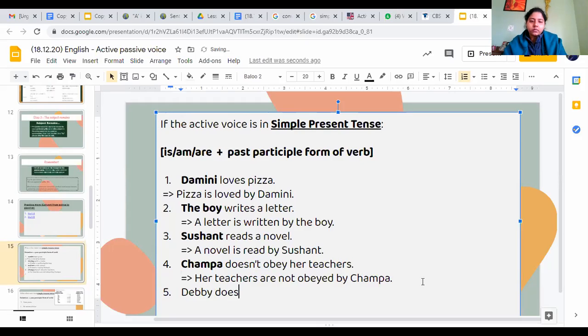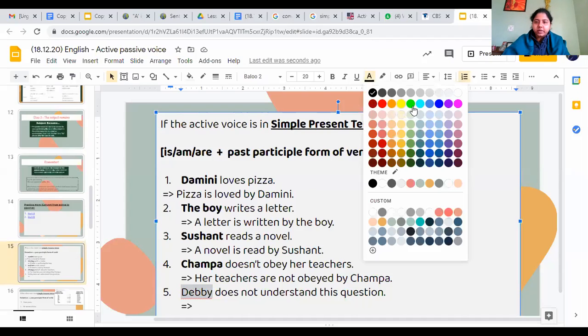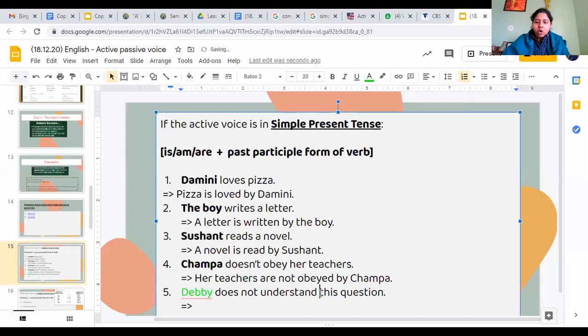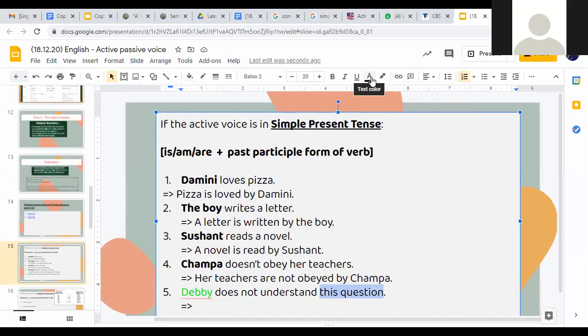Debbie does not understand this question. If this is the sentence, then how will I convert it? Now let me mark the subject first. This is the subject. I'll mark it with green. Object is this question. The whole thing. This question is not understood by Debbie. Yes, perfect.